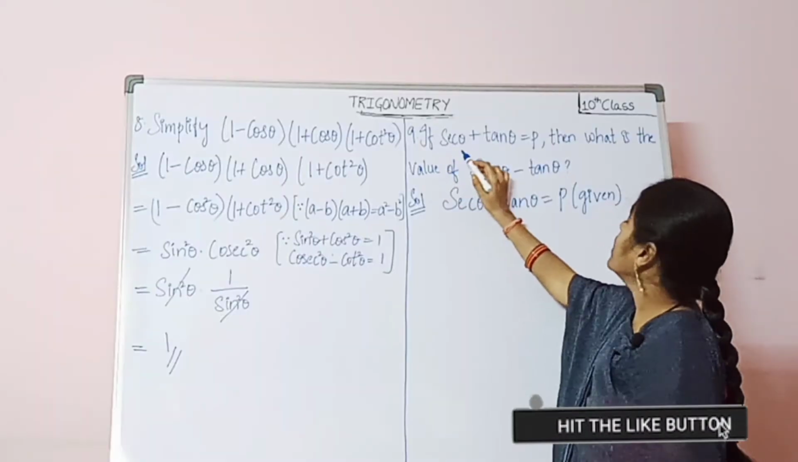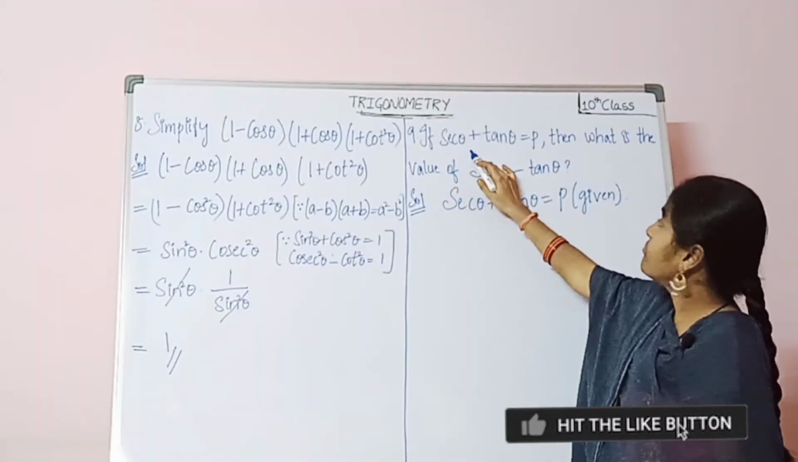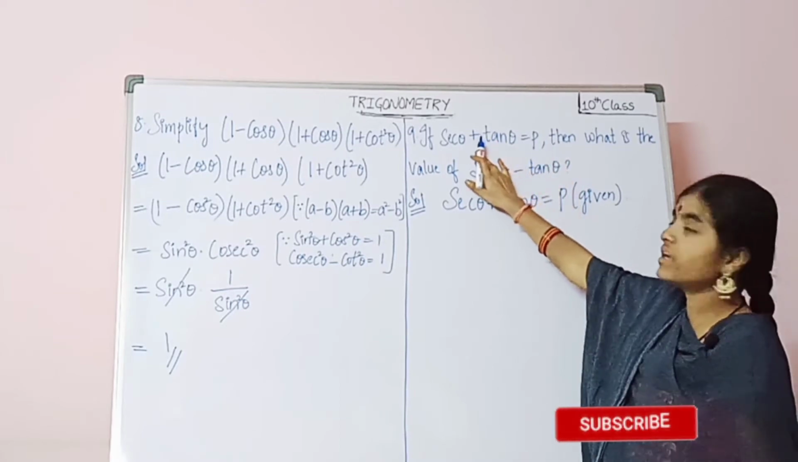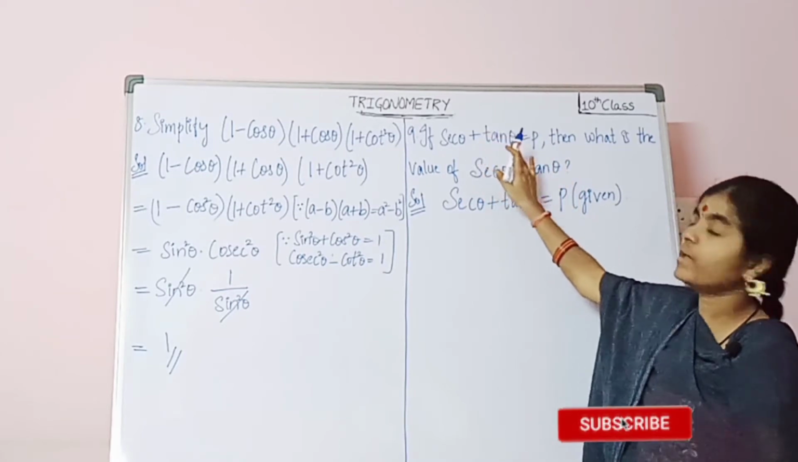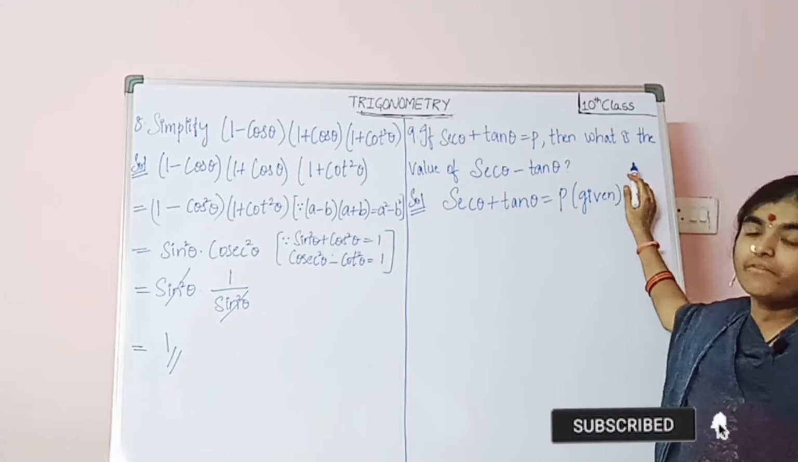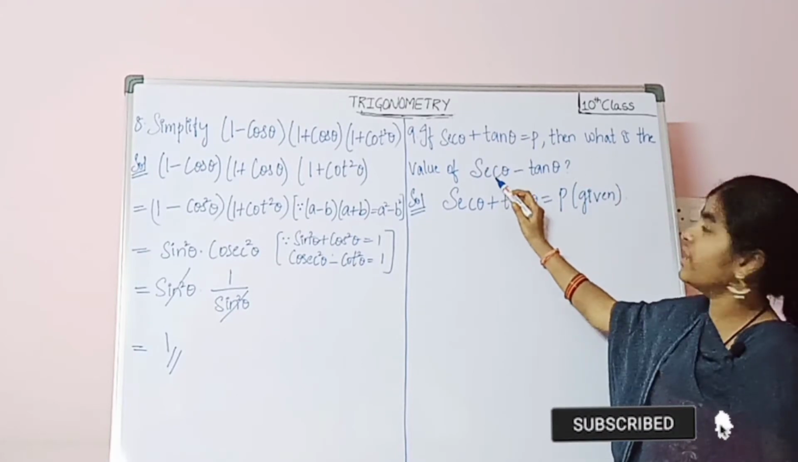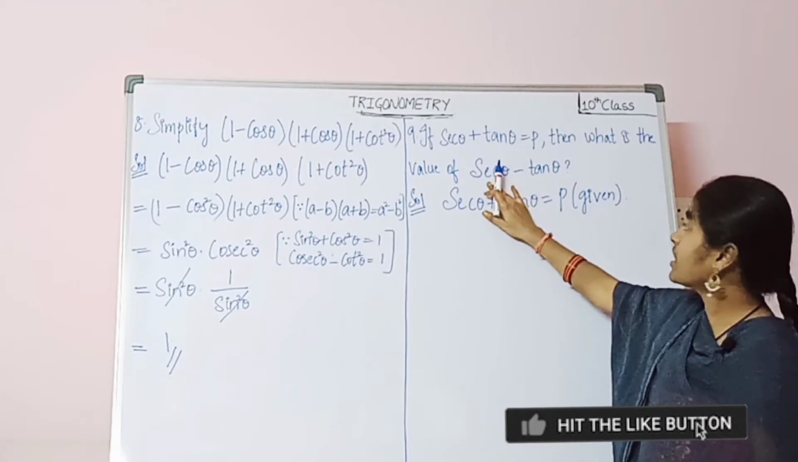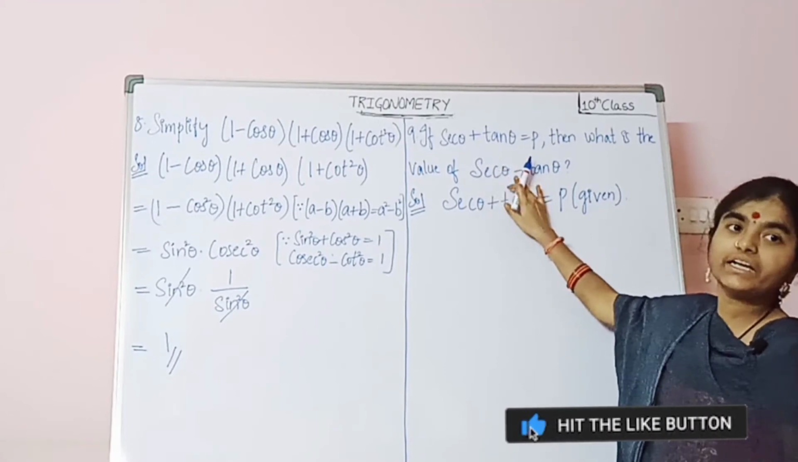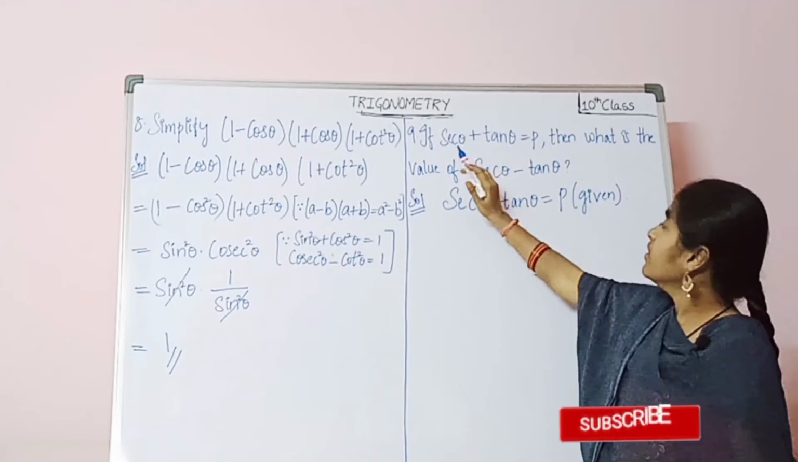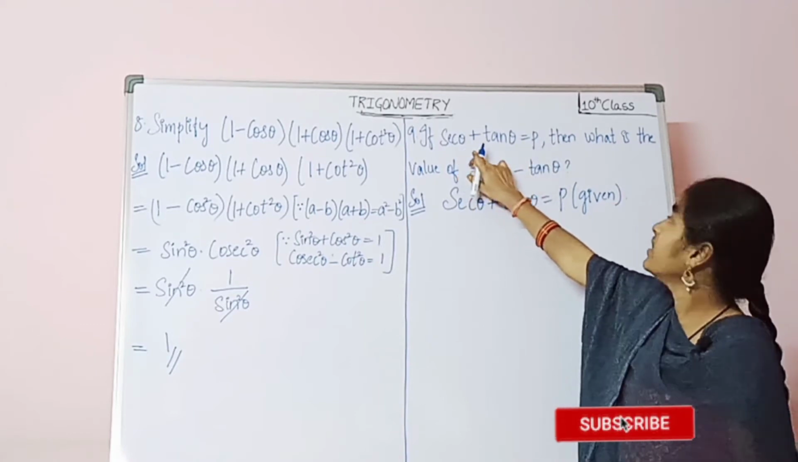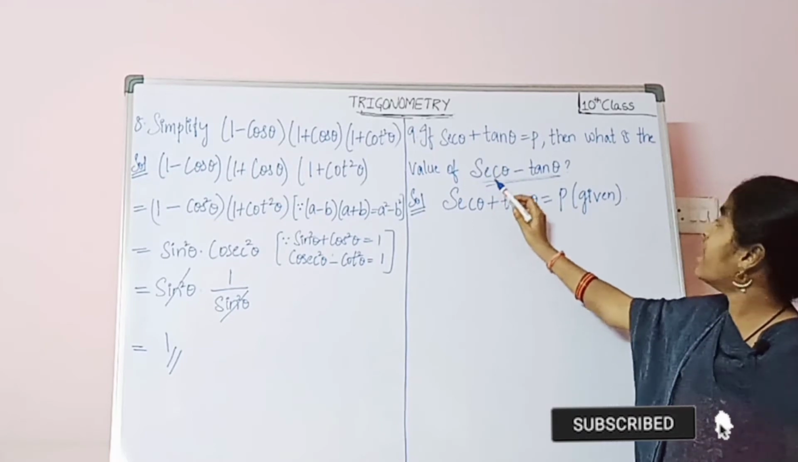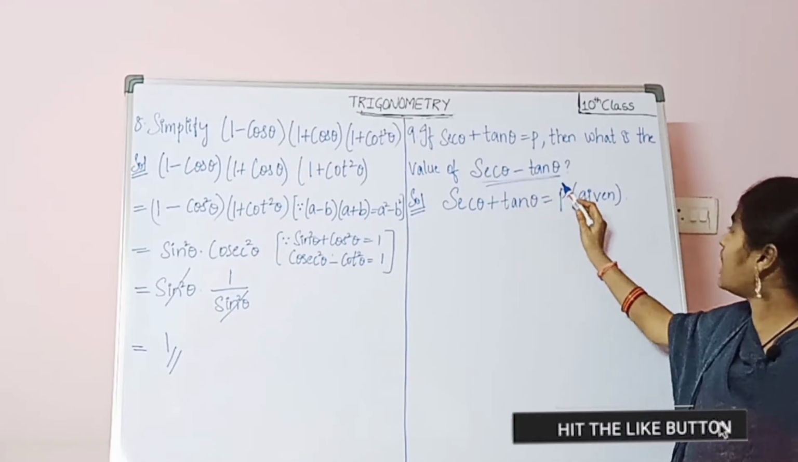Ninth question. What is given here? If secant theta plus tan theta equals p, then what is the value of secant theta minus tan theta? So what do we have to find? The value of secant theta minus tan theta. Already in the question secant theta plus tan theta equals p is given. Now we have to find the value of secant theta minus tan theta.